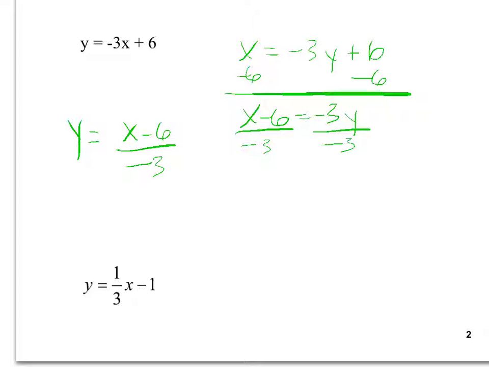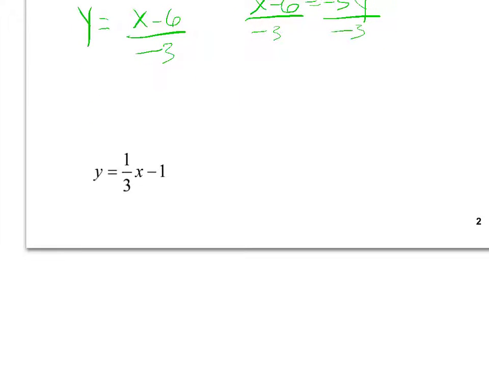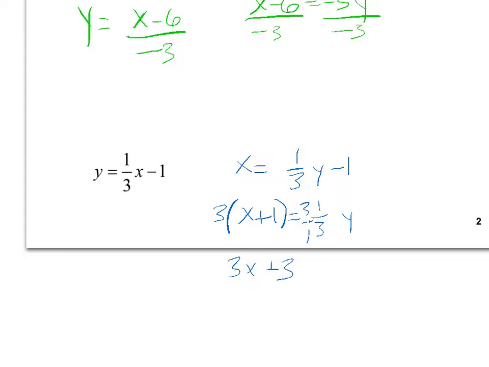And let's just do one last example. Alright, so now it's just a matter of you being able to do your math. Switch x and y. x equals 1/3 y minus 1. Add 1 to both sides. And then now to get rid of the 1/3, I'm going to multiply by the reciprocal. So I'm multiplying by 3. So then 3x plus 3 equals y is my inverse.